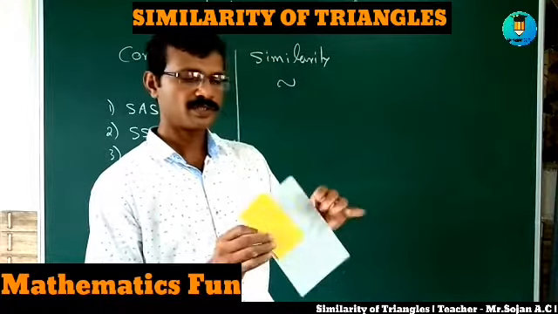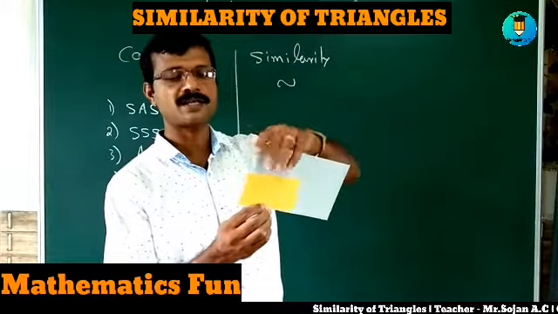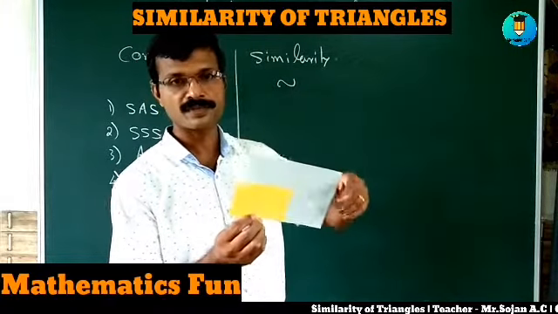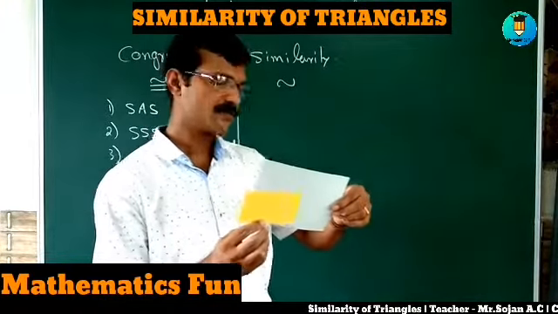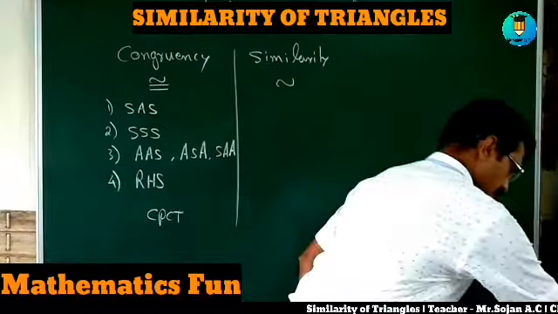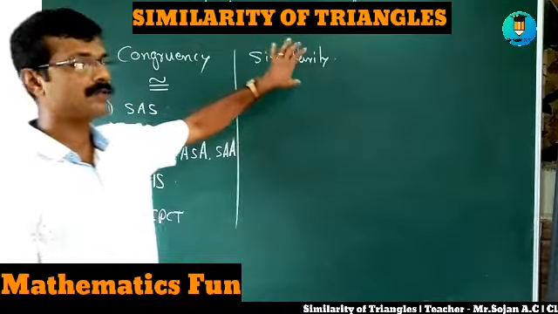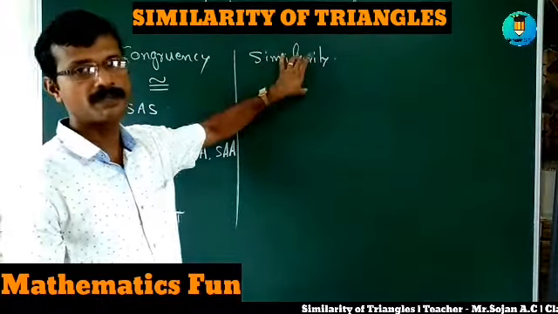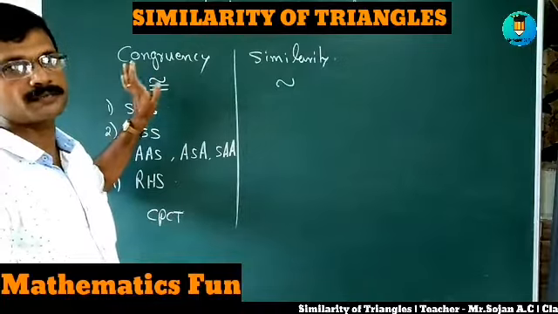It is not equal in size, but if you look at the sides, they come in proportion. So that is the main difference between similarity and congruency. Here the figures have the same shape but the size is different, but in congruency the shape and size are both the same.